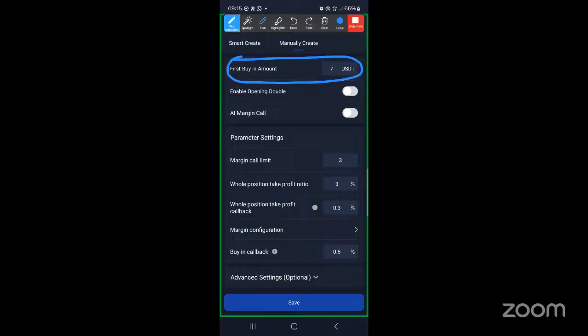It is going to be used, it is going to be effective, it is going to work for you on first position, on your first buying amount.